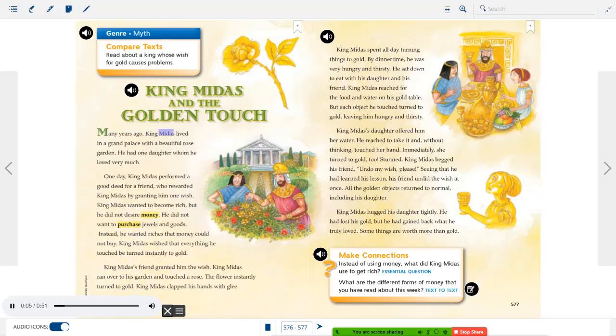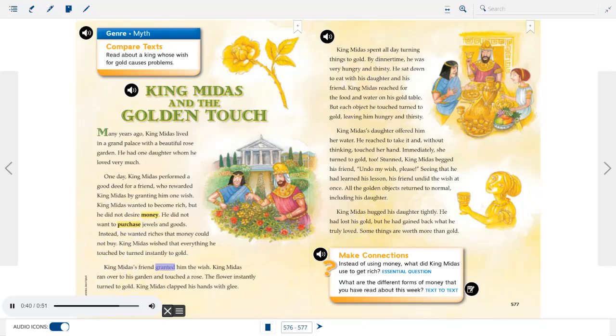Many years ago, King Midas lived in a grand palace with a beautiful rose garden. He had one daughter whom he loved very much. One day, King Midas performed a good deed for a friend who rewarded King Midas by granting him one wish. King Midas wanted to become rich, but he did not desire money. He did not want to purchase jewels and goods. Instead, he wanted riches that money could not buy. King Midas wished that everything he touched be turned instantly to gold.